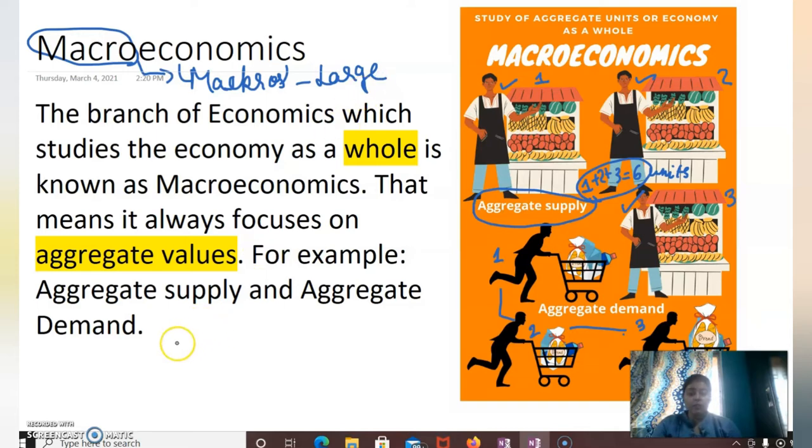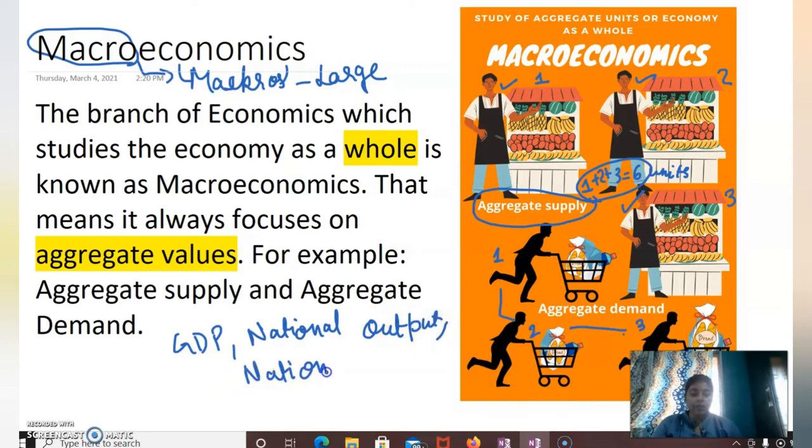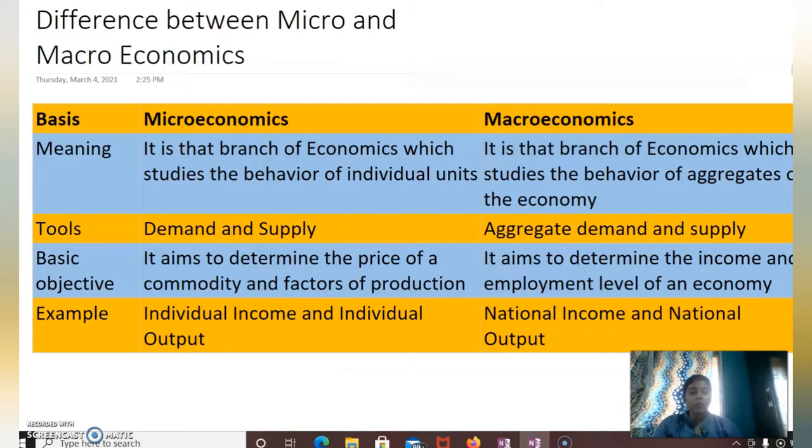For example, when we talk about GDP, national output or national income, then it is known as macroeconomics. Now, what are the differences between micro and macroeconomics?